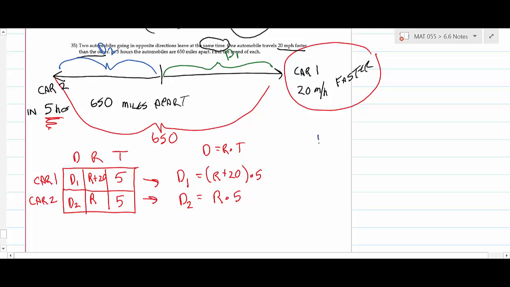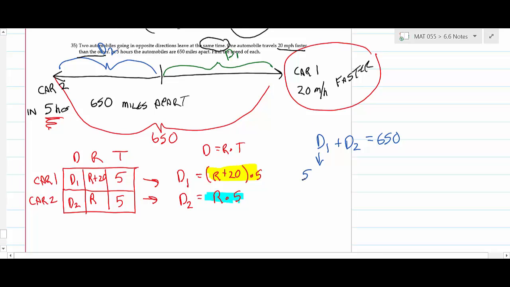So what you would get is this equation: D1 plus D2 is equal to 650, right? Does that make sense? It has to be. Can't be anything else. Those two distances are going to add up to that grand total. Okay. Well, what's D1? D1 is this. D2 is this.